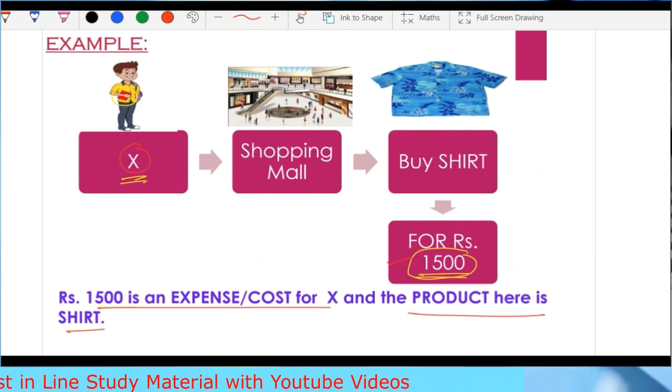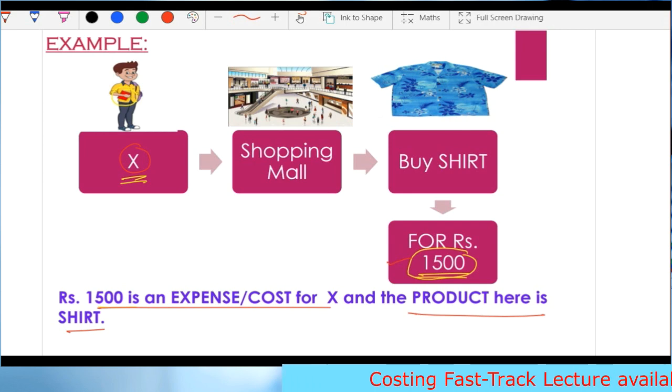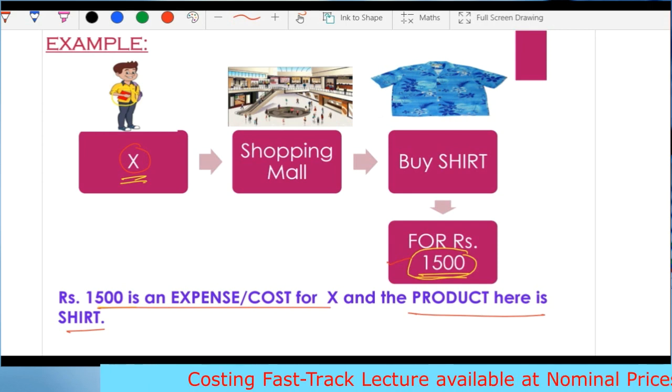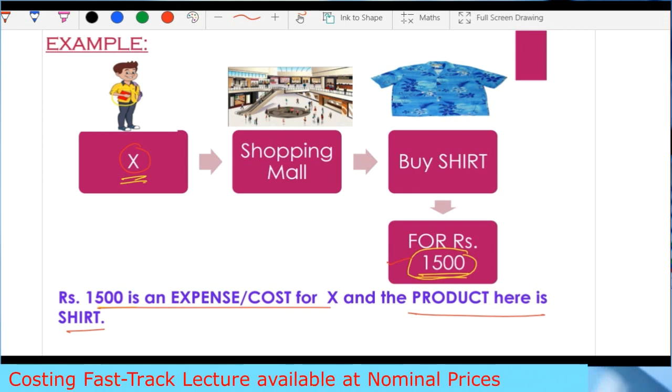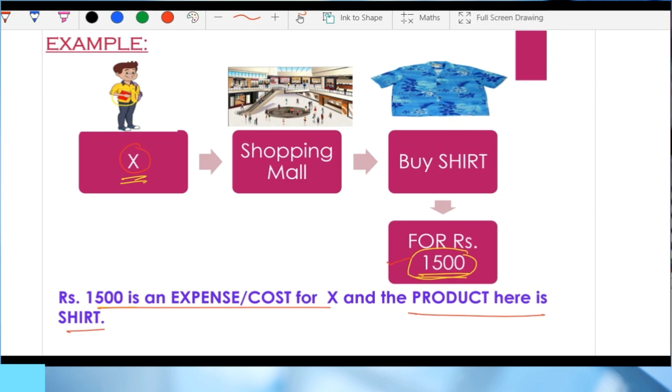So similar cases for the business. Say I am a shirt manufacturer, right? I have to manufacture a shirt. For that, I will have to spend some money first, right? To make a shirt, I will have to buy a cloth. To buy a cloth, I will have to pay something to the cloth manufacturer, isn't it? So that is a cost for me.